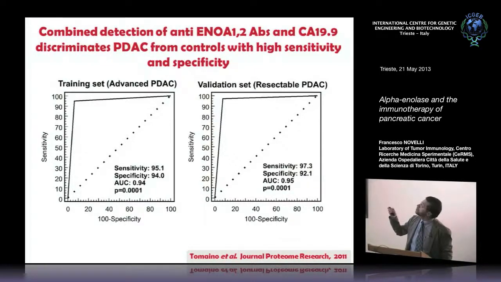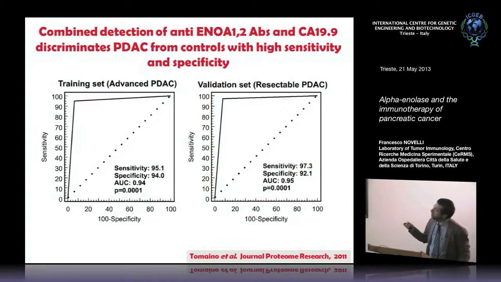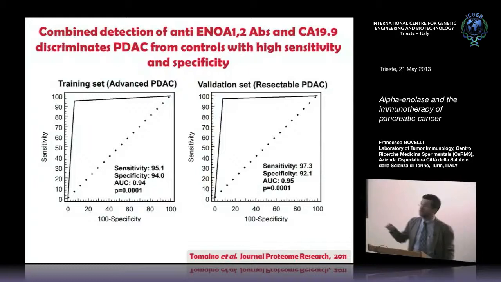And when you look at the presence of CA19.9 together with the antibody against ENO-A1.2, we found that the combination had a very, very efficient ability to discriminate pancreatic cancer from controls. This ROC analysis was conducted on a set of advanced PDAC, but we found the same efficiency, which is about 95%, in resectable PDAC patients. The resectable patients were patients that underwent surgery and were considered earlier than advanced patients that usually undergo chemotherapy.